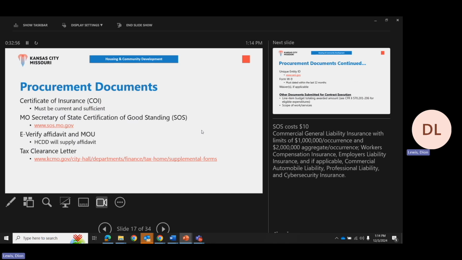Again, procurement documents: certificate of insurance, Missouri Secretary of State certification of good standing, E-Verify and the MOU that comes along with the E-Verify, tax clearance letter, tax clearance form. And in your packet, you do have, I want to say, a tax clearance form that you must fill out and submit to the city in turn to retrieve the tax clearance letter.